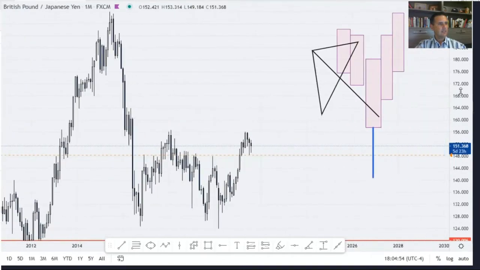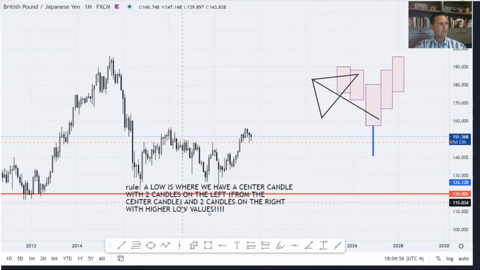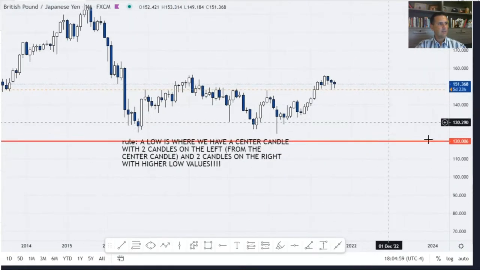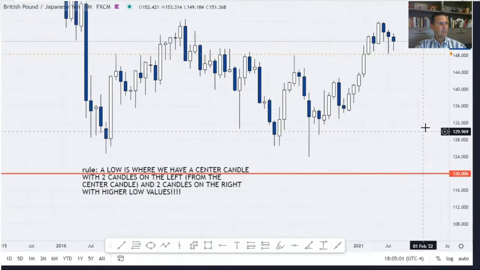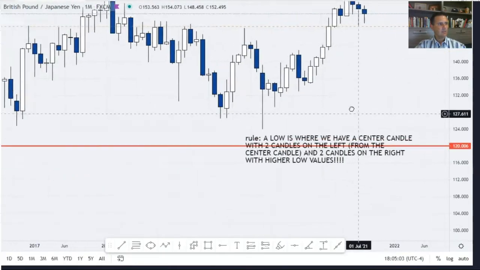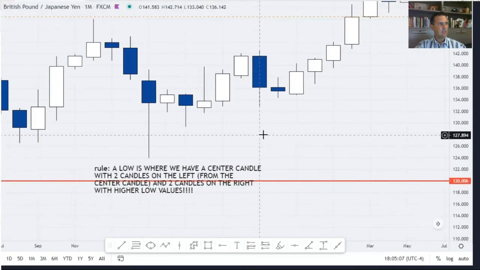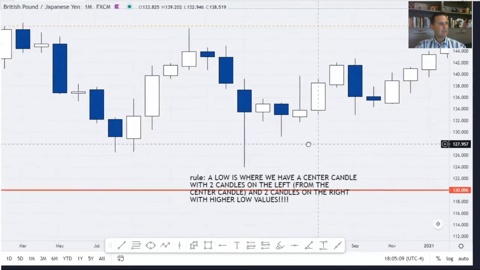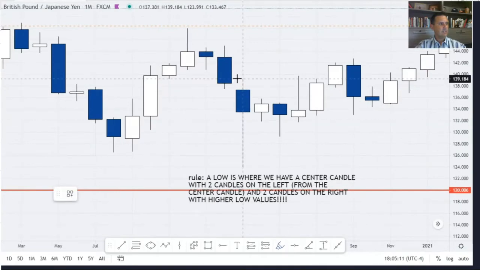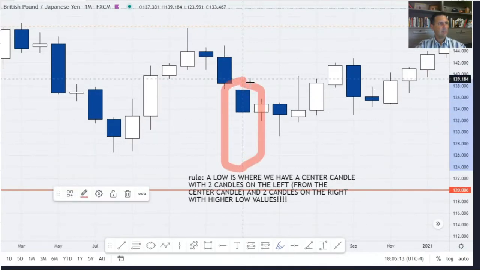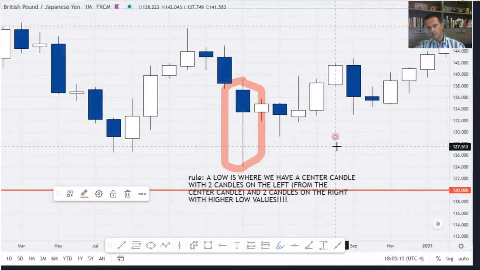Okay, this is the concept, and we are here. Let's make it bigger, right? So this is the concept, this is the rule for the beginner trader to learn. Now here is the question, right? Is this candle in here a low?